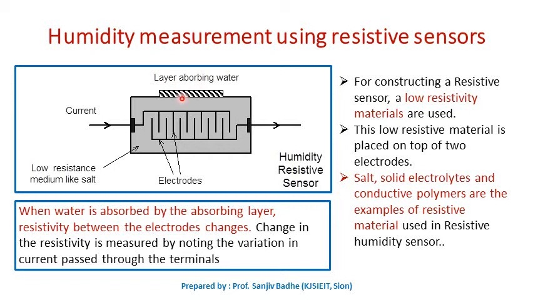When water is absorbed by this absorbing layer, the resistivity between the electrodes will change. So this change in resistivity is measured by noting the variation in the current which is passed through this device. After measuring the resistivity, the humidity can be calculated.